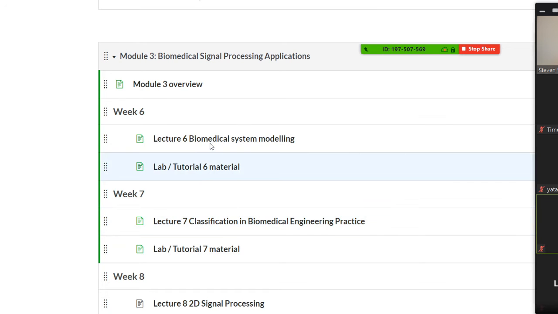Lecture 6. This module 3 includes lecture 6. Week 6 is not necessarily week 6; sometimes in week 5 we have 2 lectures. So we just go by lecture 6. This lecture 6 is for biomedical system modeling.